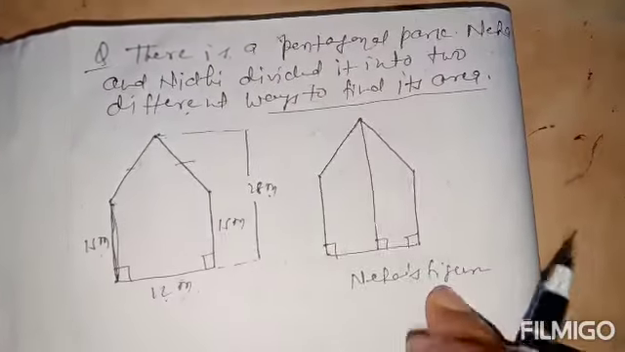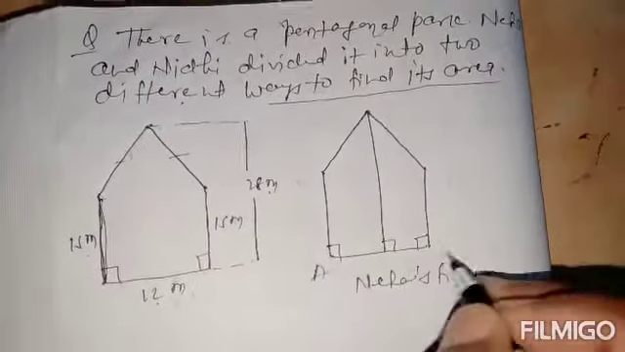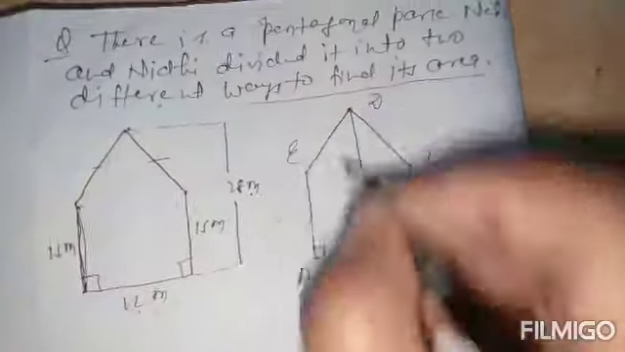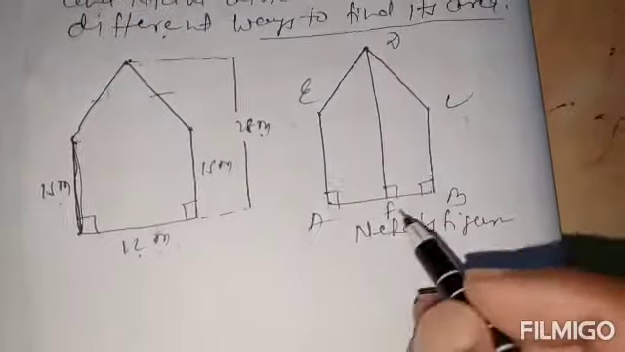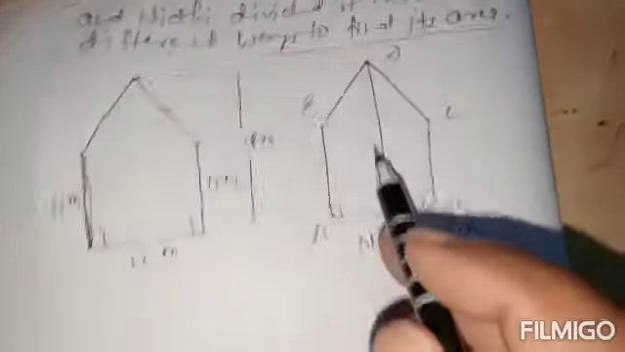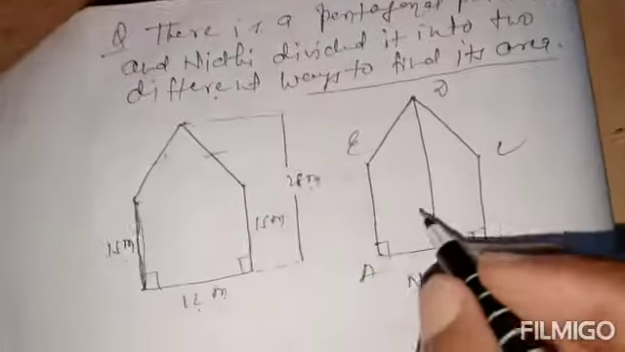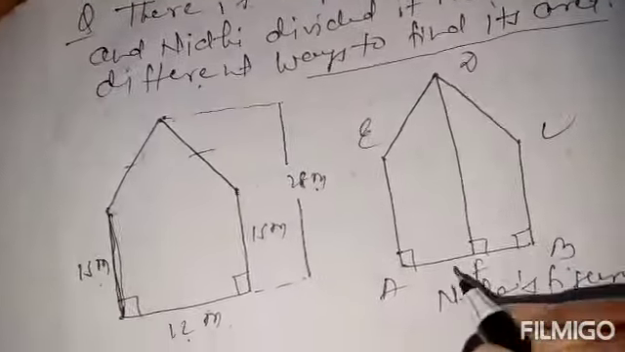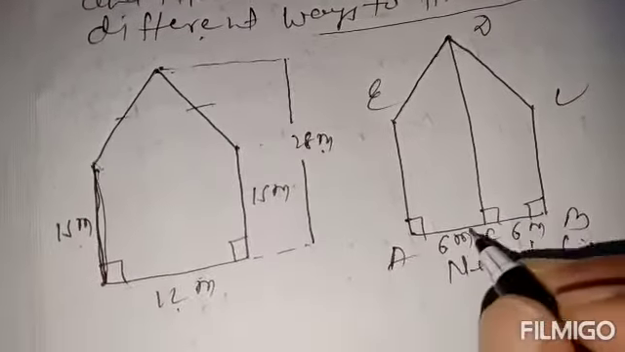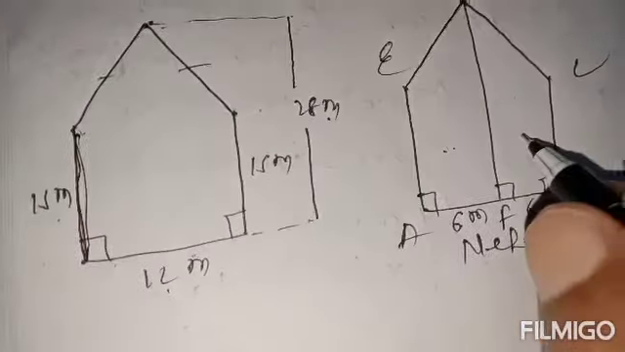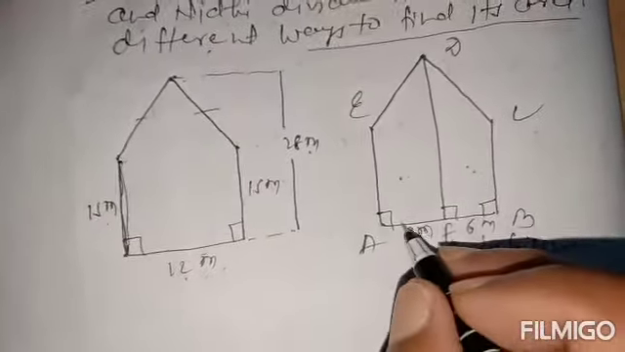Now Neha's figure, if it is ABCDE, draw DF as a perpendicular from D to AB. So now this pentagon is divided into two trapeziums. Obviously 6 meter each, its base is given 12 meter, and both trapeziums are of equal base. Here AF and FB are taken as the bases.